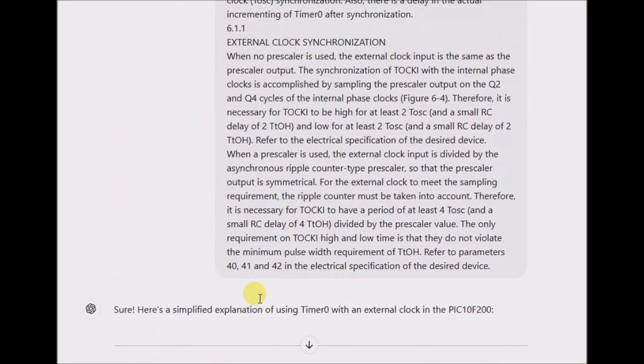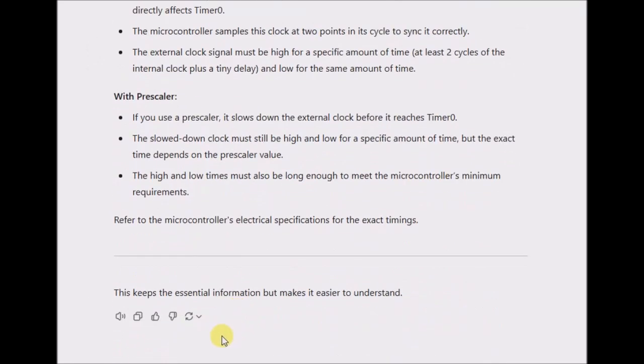Actually, I find that it really didn't explain anything, and I'll just tell it that.